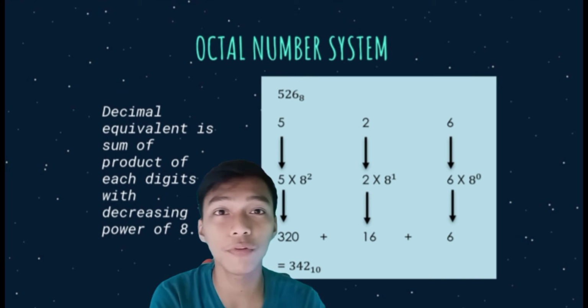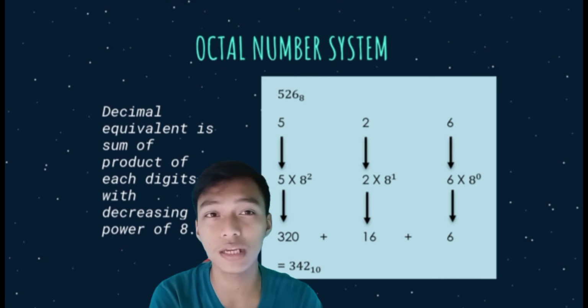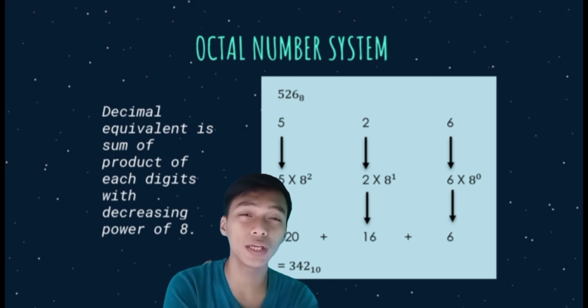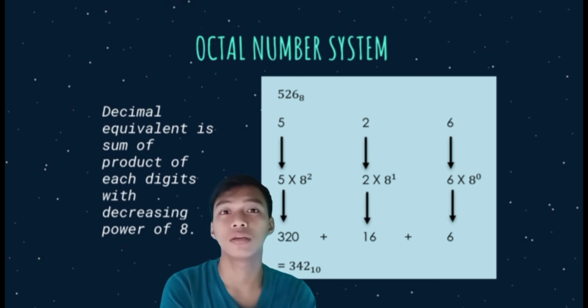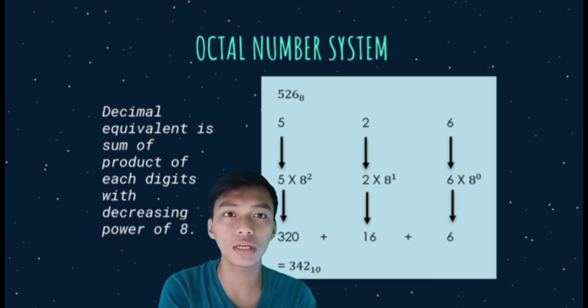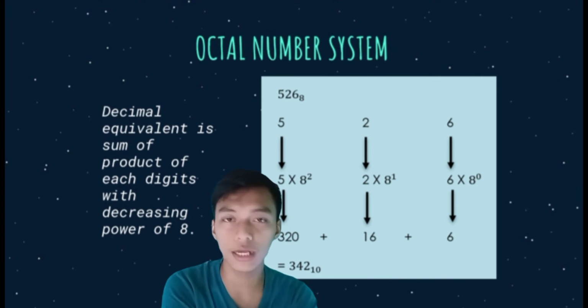The decimal equivalent is the sum of the products of each digit with decreasing powers of 8. We have given here 526 sub 8. So we have the following digits: 5, 2, and 6. So we will multiply these digits by decreasing powers of 8. This will be the outcome.